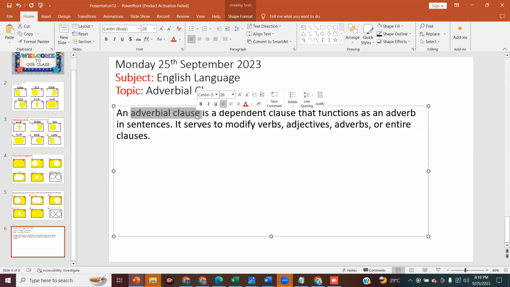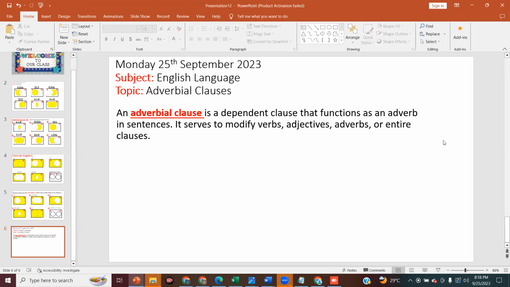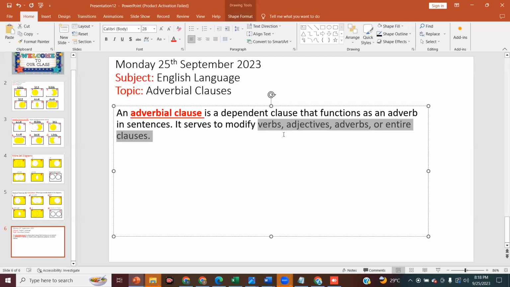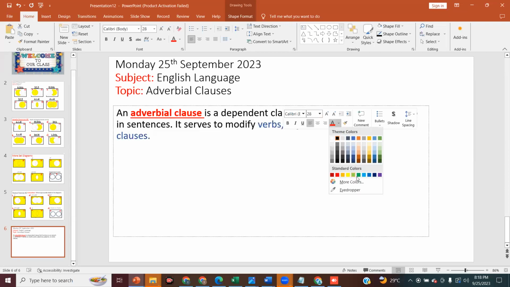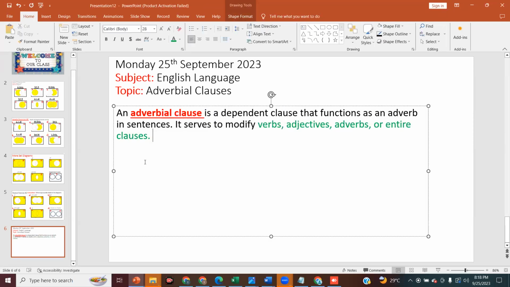So Dion, what do we mean by an adverbial clause? It's a dependent clause that functions as an adverb in a sentence. Very good. Natalia, what do adverbial clauses modify? It modifies verbs, adverbs, adjectives, or entire clauses. Very good. You forgot the or entire clauses, you know what I mean?